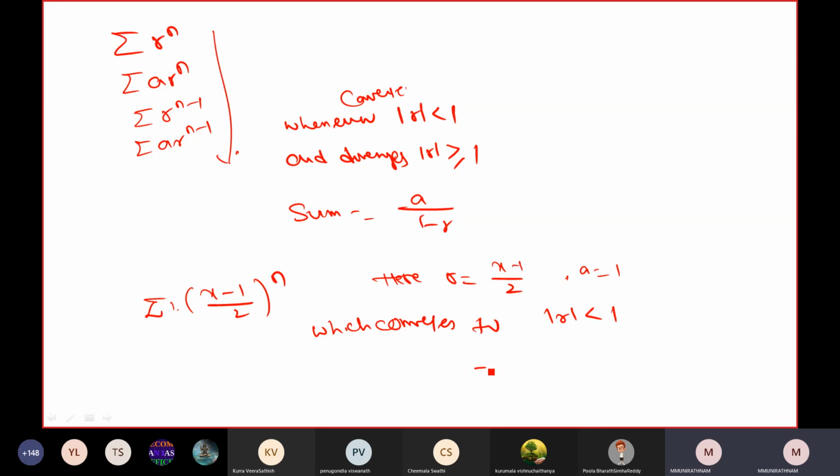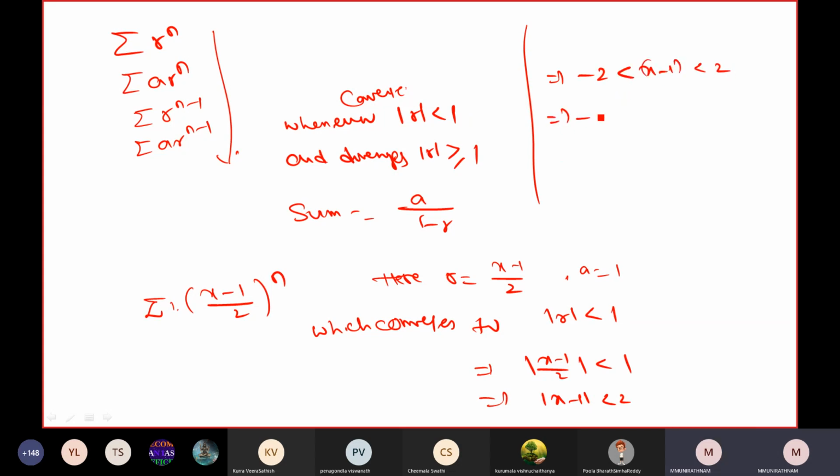It converges for mod r less than 1, that is mod (x minus 1) by 2 less than 1, means mod (x minus 1) less than 2. That means minus 2 less than x minus 1 less than 2, so minus 2 plus 1 less than x less than 2 plus 1, which gives minus 1 less than x less than 3. So this converges between minus 1 and 3.